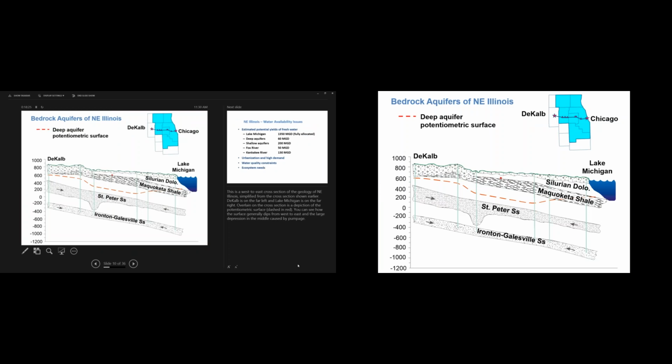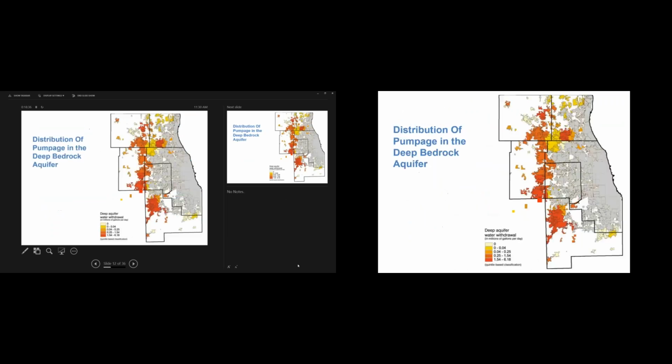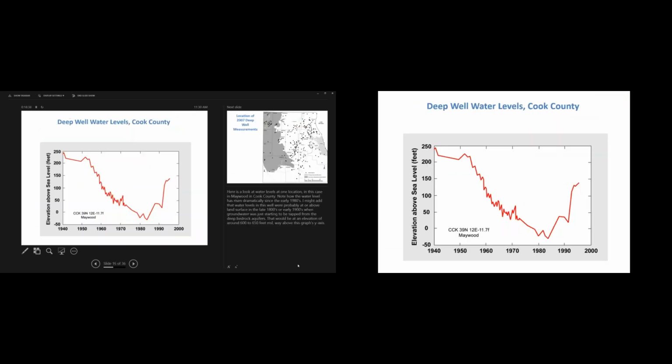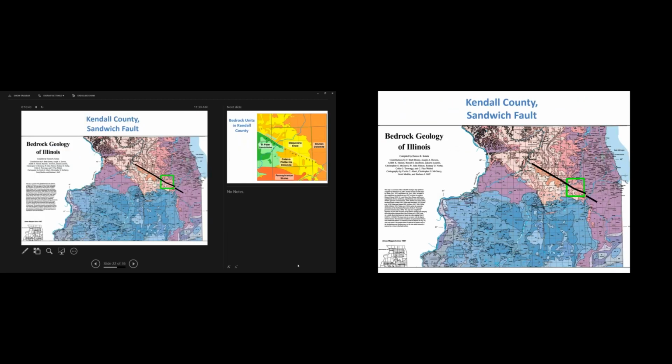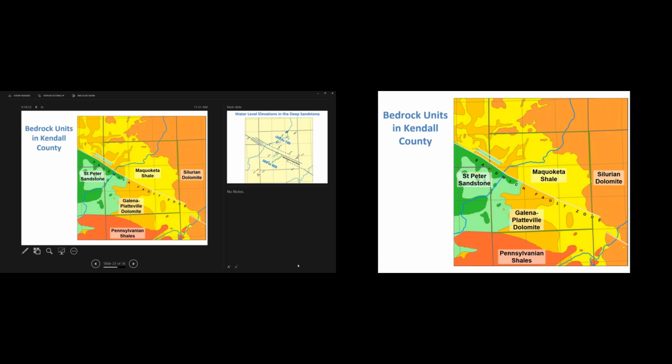Well, here's the short version of Northeast Illinois. We have these sandstones dipping to the east, with the recharge area in the west. We'll skip over all this for right now. Then there's the Sandwich Fault Zone. You'll hear a lot of discussion about that. That cuts across northern Illinois, so we have different units at the surface in Kendall County on that.